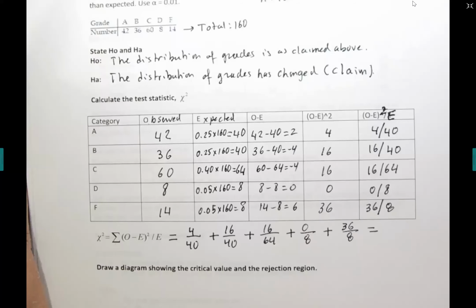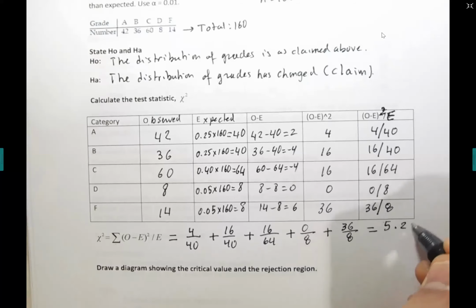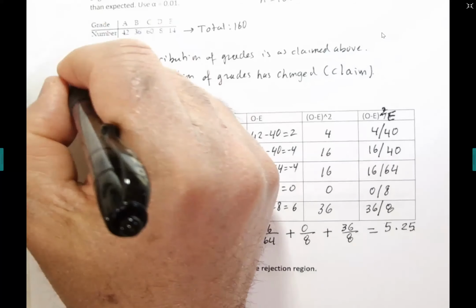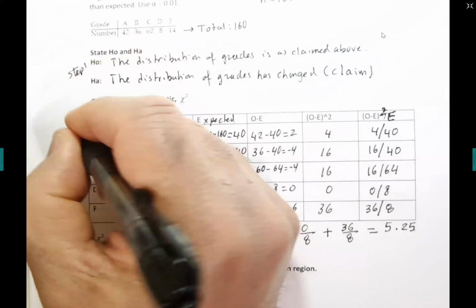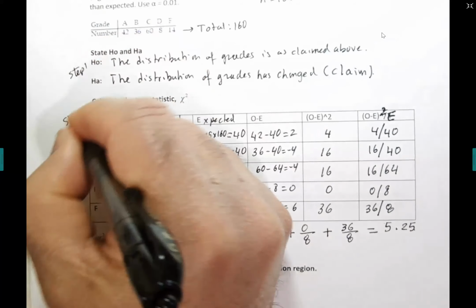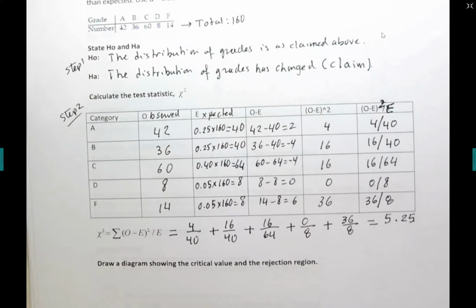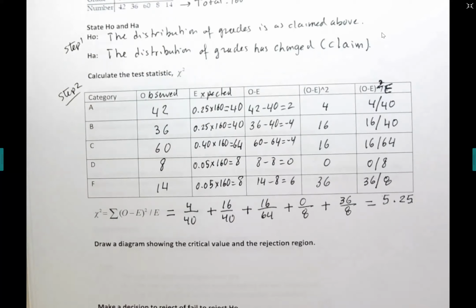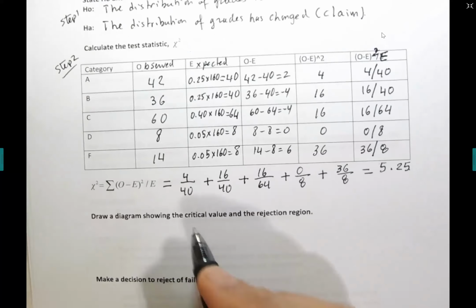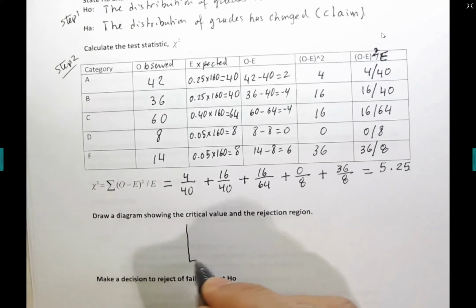So the test statistic is 5.25. We did step 1, and we did step 2, which is a lot of work to get the test statistic. Now I'm going to show you how to make a decision. I'm going to use 2 methods, critical value and the p-value, and both of them are easy, guys. You will see. So this is the critical value approach.